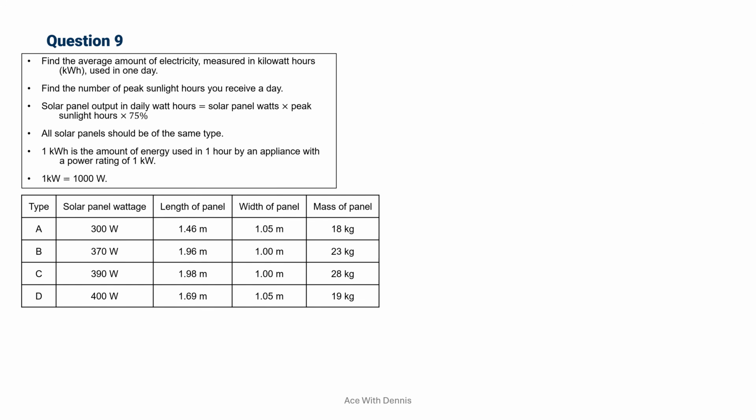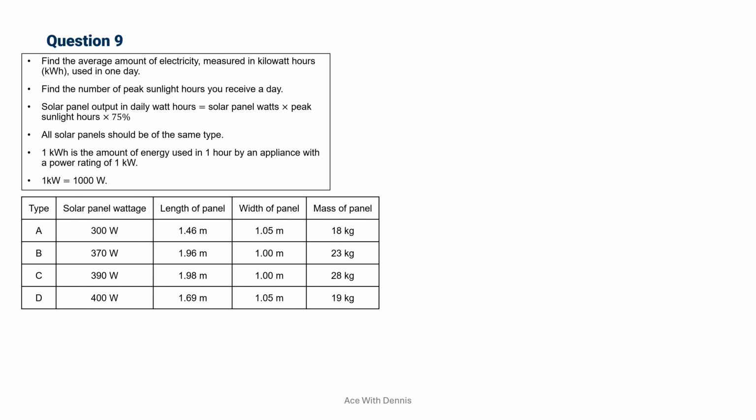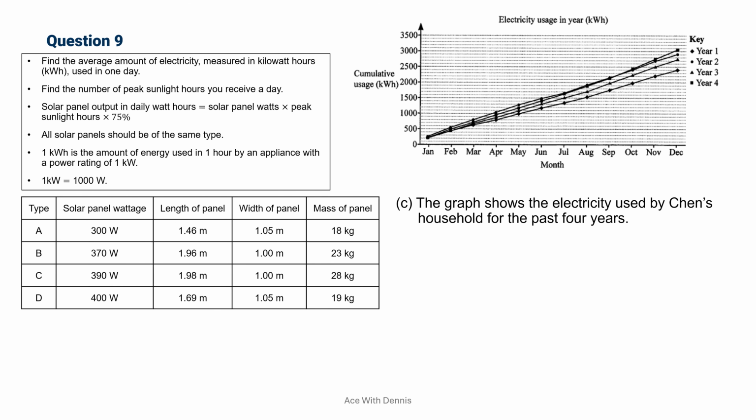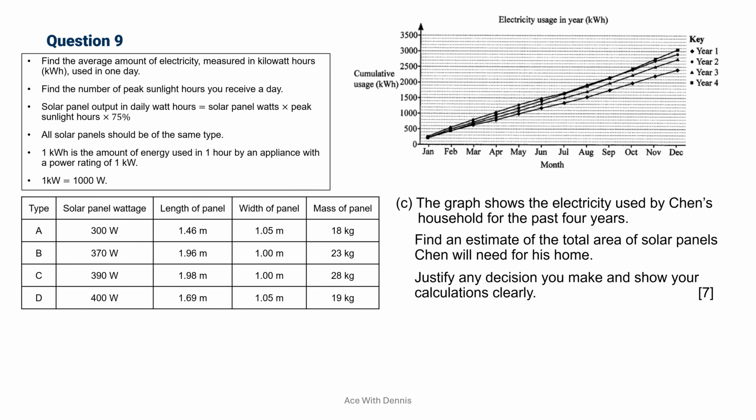Given this diagram. C. The graph shows the electricity used by Chen's household for the past 4 years. Find an estimate of the total area of solar panels Chen will need for his home. Justify any decision you make and show your calculations clearly.